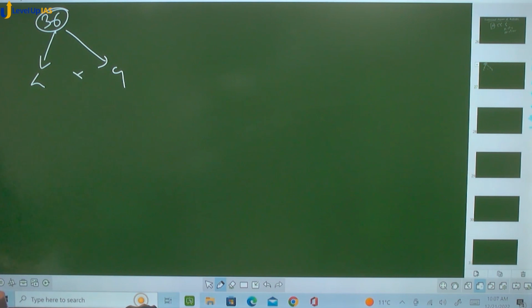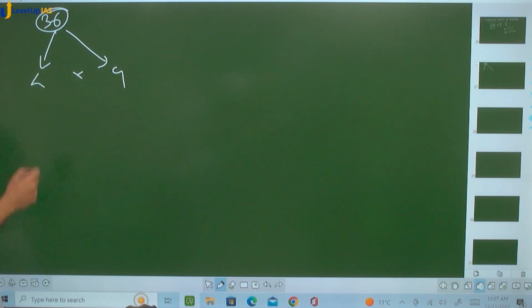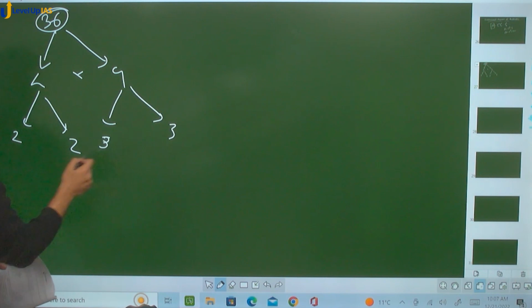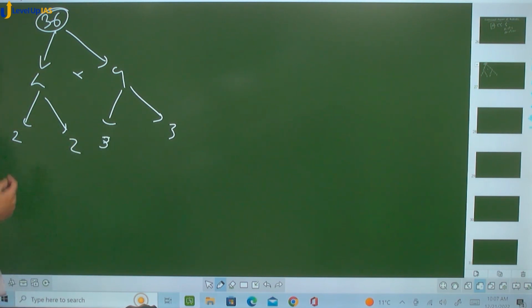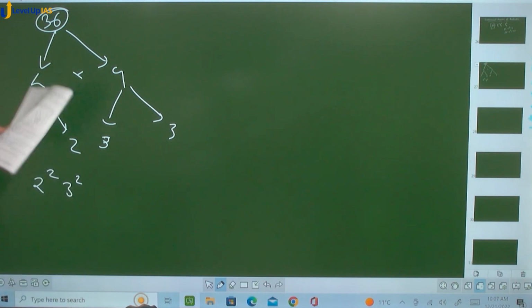4 into 9, right? 36 is 4 into 9, 9 fours are 36. 4 is 2 into 2, 9 is 3 into 3. These are all prime numbers. So this is the prime factorization of 36, 2 raised to 2, 3 raised to 2. For any number you can do this. You don't actually need to draw the tree.